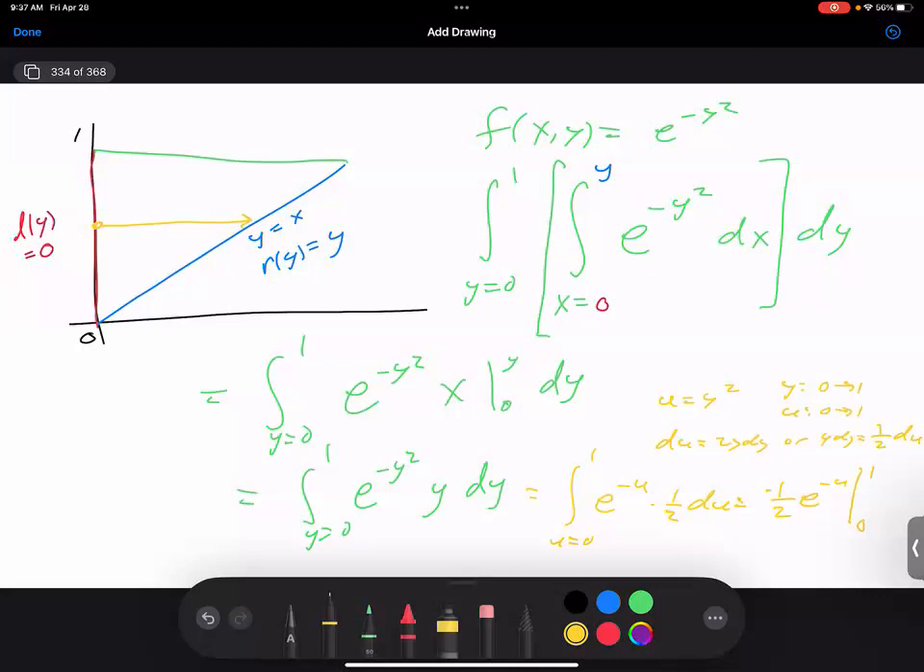So now we just plug in, and when we get 1, we would get minus 1/2 1 over e. So it's 1 over 2e. And when we put in 0, we would get 1/2. So this is the answer. What can you tell me about this number, 1/2 minus 1 over 2e? What kind of number is this?